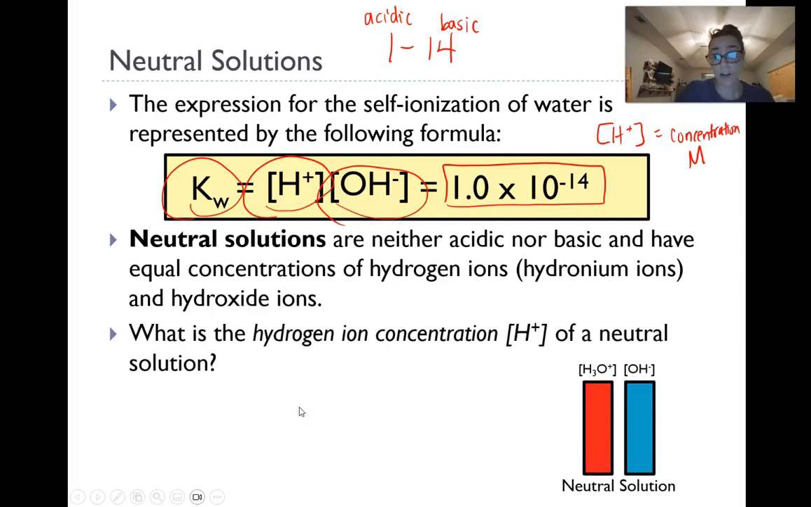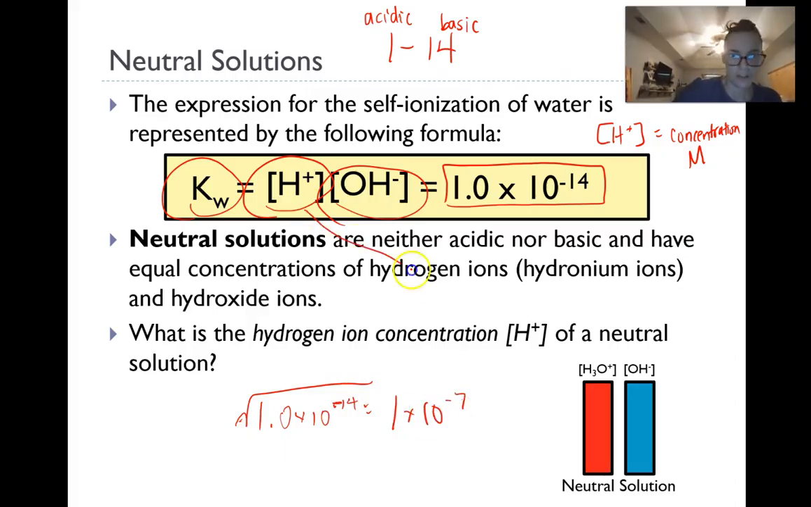So what is the hydrogen ion concentration of a neutral solution? Well, you have to know that it equals 1 times 10 to the negative 14, right? And they have to be equal. So the square root of 1 times 10 to the negative 14th equals 1 times 10 to the negative 7.